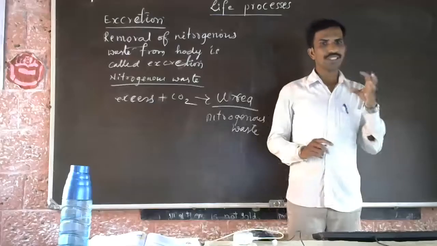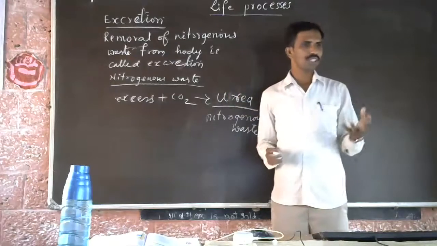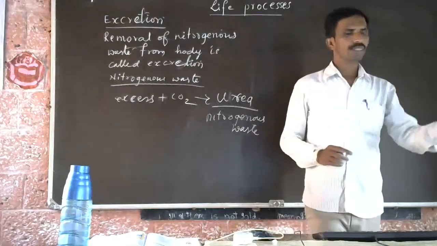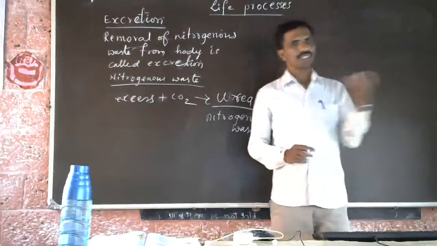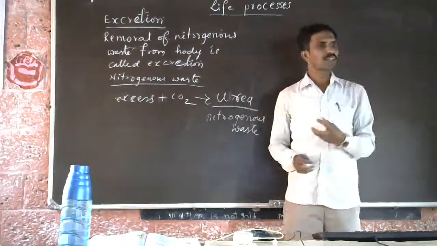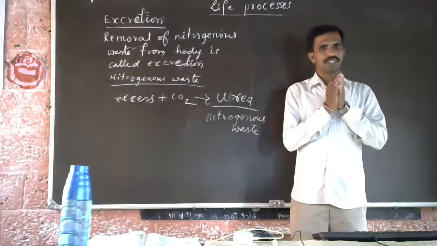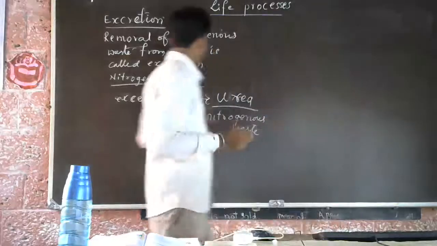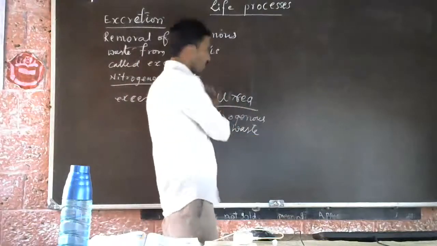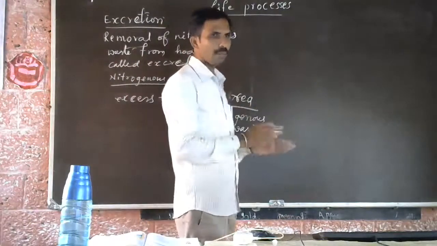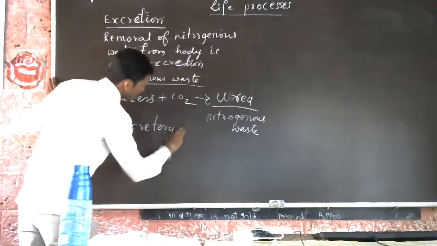Urea is rich in nitrogen, which is very helpful for the plant. You may have heard about fertilizers like urea and potash. So urea means it contains nitrogenous waste. Urea is nothing but excess protein reacting with carbon dioxide. This happens in the liver actually. From there, this material is removed by the body with the help of the excretory system.